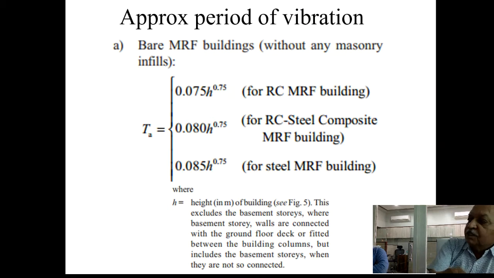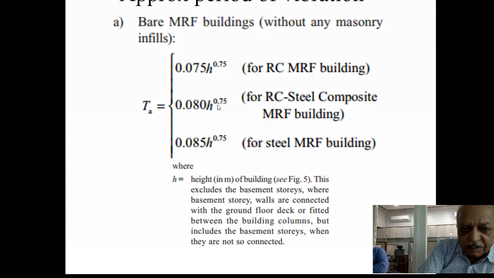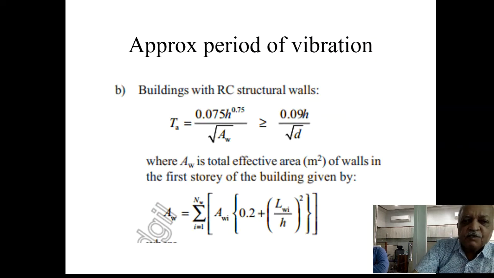The code has given different formulae for different classes of buildings. So for the reinforced concrete moment frame that we are considering, the moment resistant frame, and for steel composite or steel moment resistant frames, they have given three different formulae for calculating approximately the period of vibration, where it only depends upon the height of the building, as you can see over here. So the period of vibration depends only on height and some power of that height. For reinforced concrete structures with shear walls, they have given slightly different formulae.